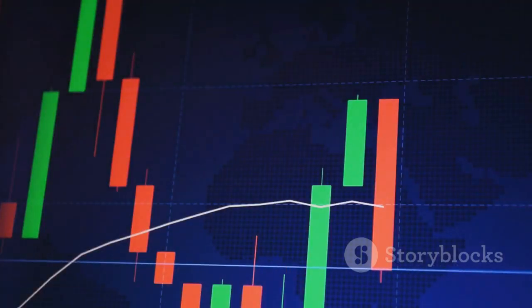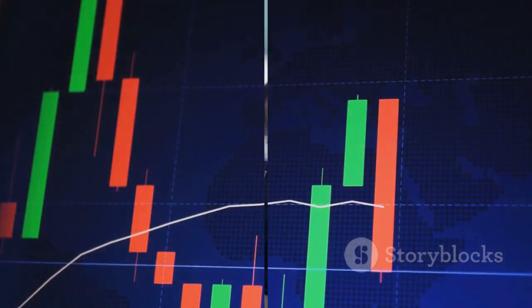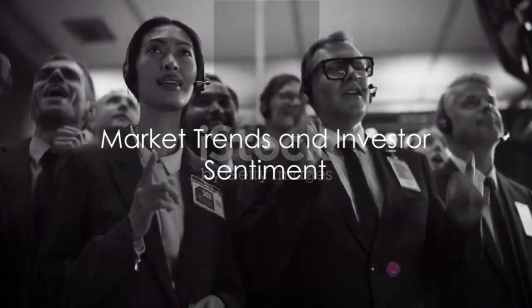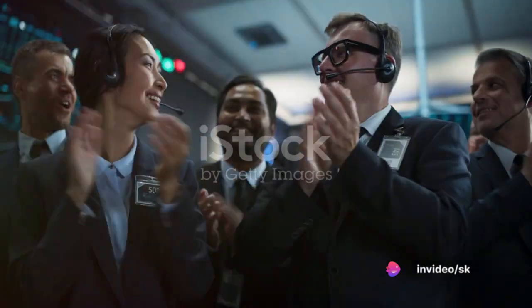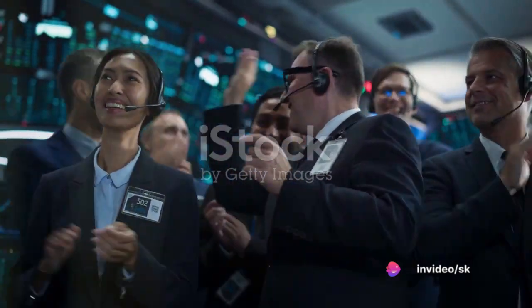Volume. Volume shows how many shares were traded in a period. Volatility. Volatility shows how much a stock's price changes over time. Bull and bear market. A bull market is a period when the stock market is on the rise and investors feel positive about the future.